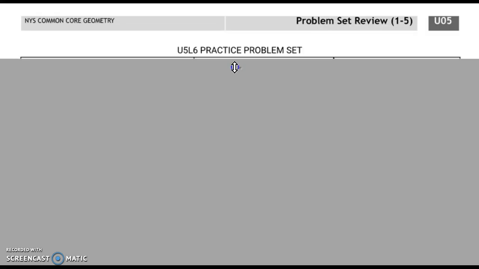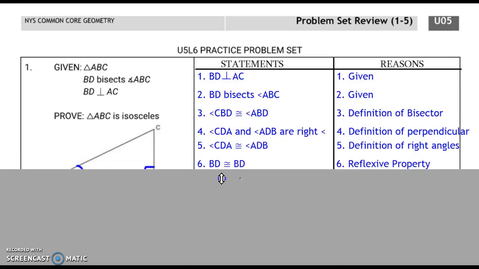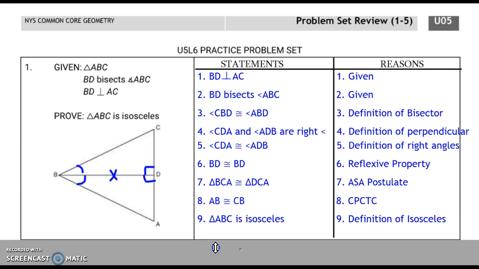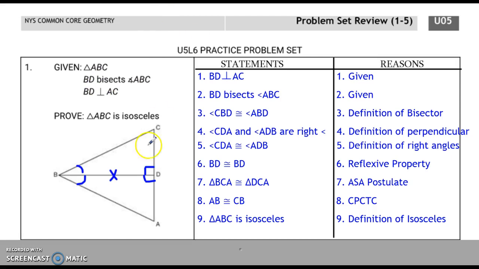The next problem set was the Unit 5, Lesson 6 practice problem set. These were just practice proofs for you to really get your skills down. The first question was very similar to questions that you've seen before. We're supposed to prove that ABC is isosceles. If you're trying to prove that a triangle is isosceles, you have a couple of different options, but the main option that I generally go for is that the sides are congruent. If this side is congruent to this side, then it's isosceles.